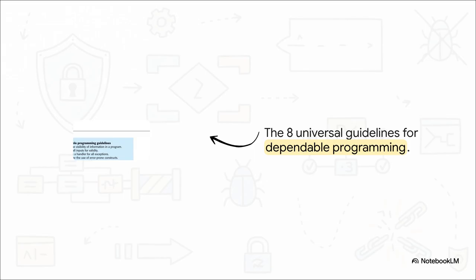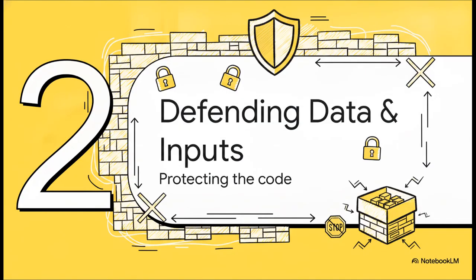We've grouped them into logical buckets to make them easier to digest. Now, these rules aren't tied to Java or C++ or Python. Programming languages will constantly evolve and change, but these 8 principles, they are universal. Follow them, and you will drastically reduce faults across the board, no matter what language you happen to be typing in. Moving on to Section 2, Defending Data and Inputs.